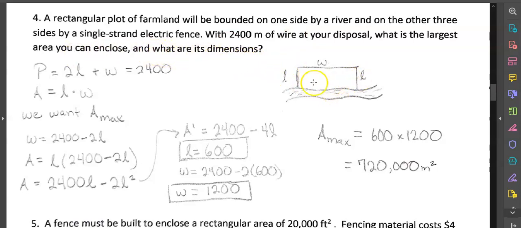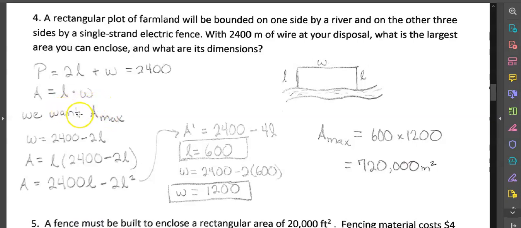So the picture helps us keep in mind that we're only enclosing 3 sides of the rectangle because the river is on the other side of the rectangle. So for our perimeter, we're only doing 2L plus W instead of 2L plus 2W because one of the sides is covered by the river. So we make our perimeter equation 2L plus W equals 2,400. And our area formula we already know is length times width. And we use the area formula because it's asking us what is the largest area you can enclose. So that means we want to maximize the area.